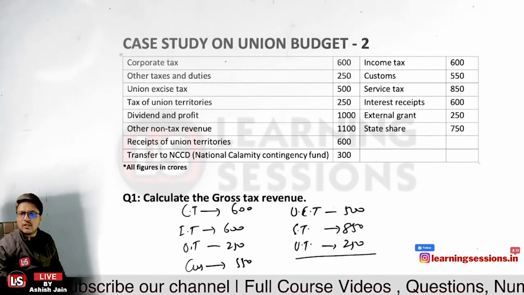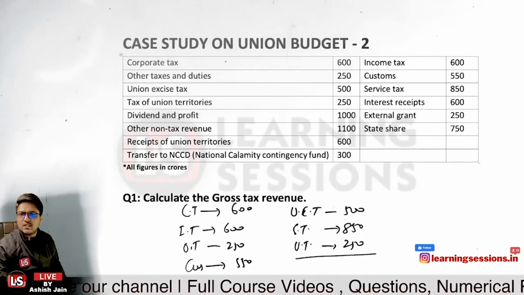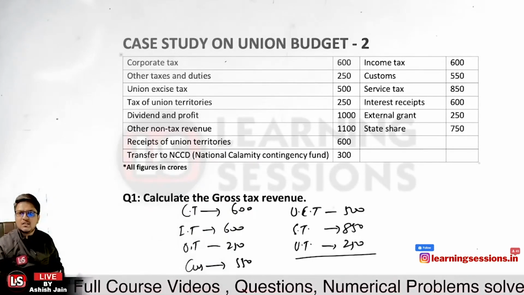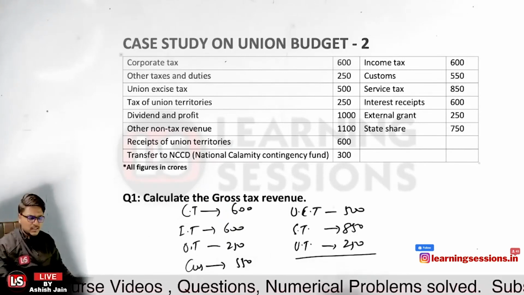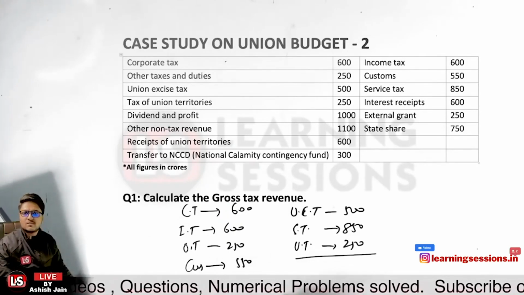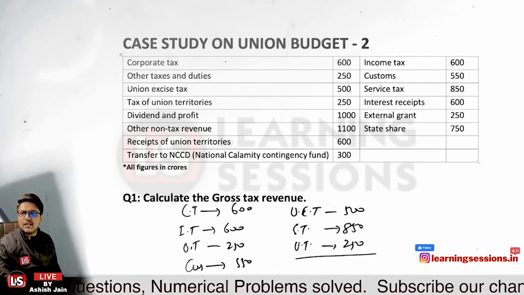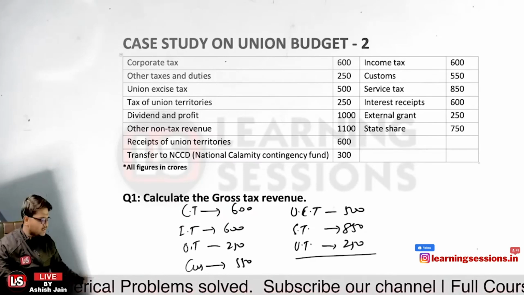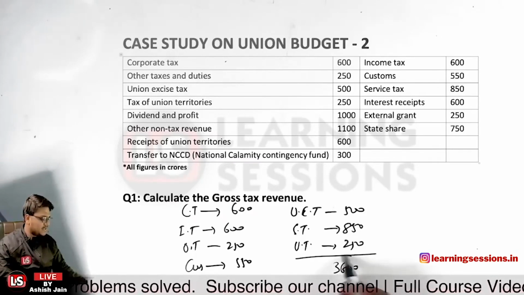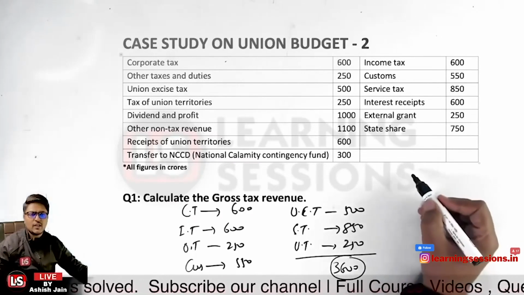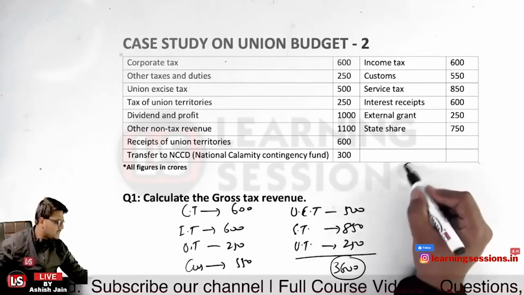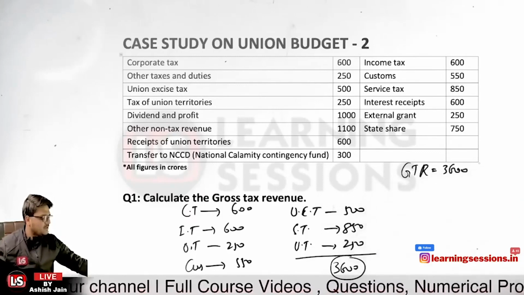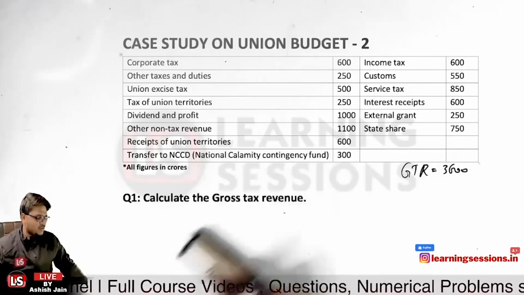So what would be the answer over here? Kindly answer as quickly as possible. It is 3600 in this particular case. So the right answer over here is 3600. That is your gross tax revenue, I'm just writing it over here. That is the gross tax revenue, GTR, and it comes out to be 3600. We may require it in the other questions.